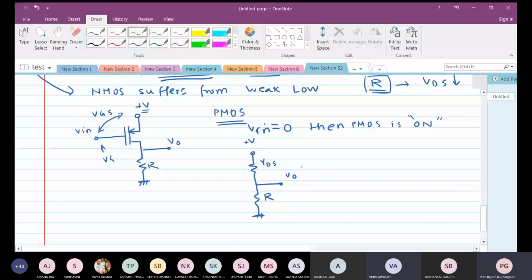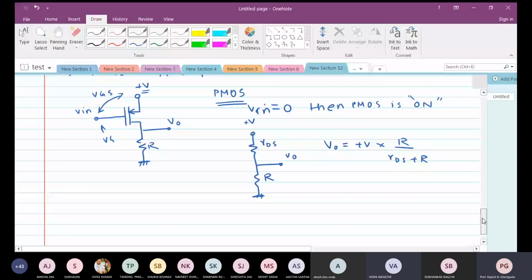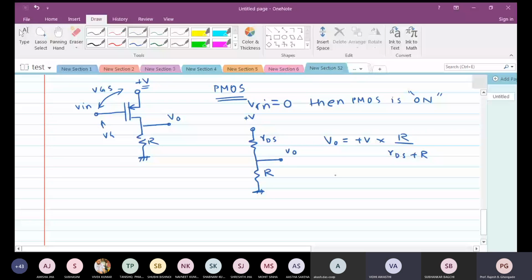Now what is going to be the output value when the device is on, when your VG is 0, that is Vin is 0? Again, it's plus V into R divided by RDS plus R. Ideally, what should this value be? Ideally, Vout should be equal to plus V. But because of this RDS, it is going to be slightly less than plus V. Let us try to find that out.